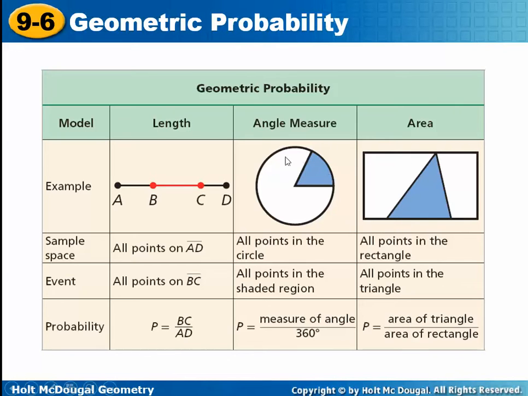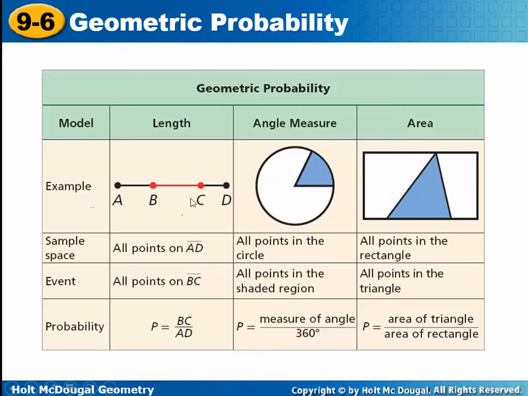This is usually a spinner kind of problem, like if you spin the spinner, what's the probability it'll land in this region, this sector? You need to know what this angle is here. And then there's 360 degrees in a circle, so you would take the measure of the angle, let's say that's 50, over 360, and that would be your probability.